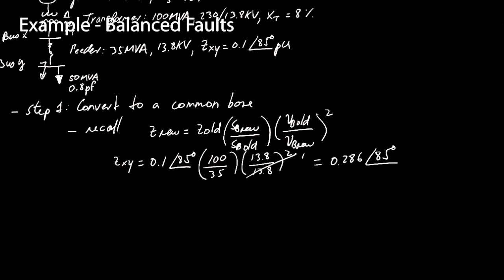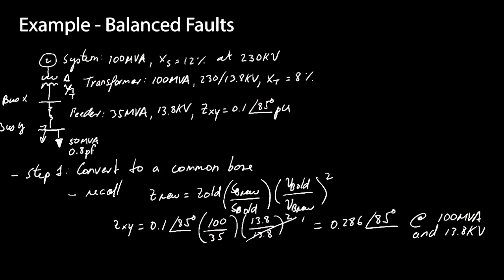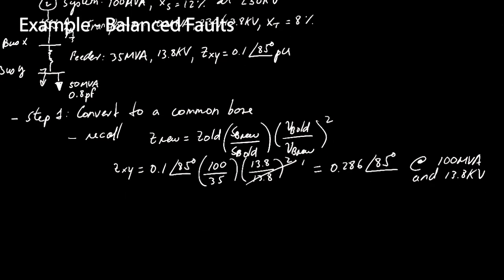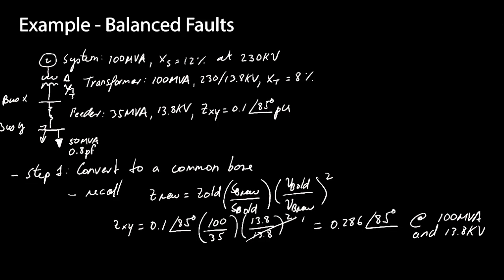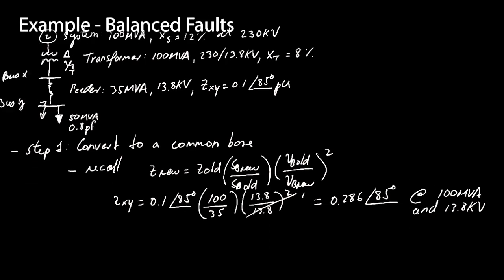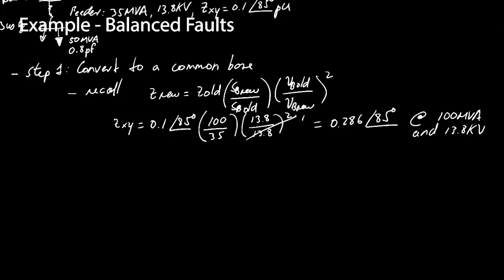And now again, this impedance is, let me just write it over here, at 100 MVA and 13.8 kV. So essentially all we did was convert this impedance, which was at 35 MVA base, and we converted it to 100 MVA base. So now we have everything in the system in terms of 100 MVA as the base power. So we have everything on a common base.